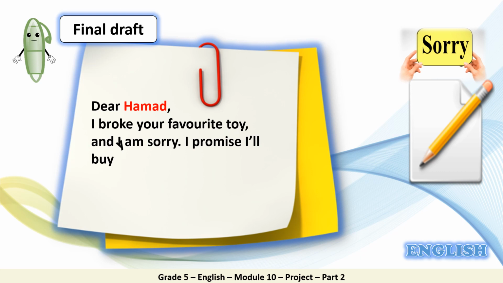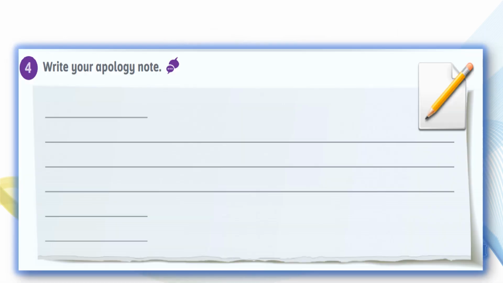I promise I'll buy you a new one. Here we remove you. I promise I will buy you a new one. Exclamation mark, Ali. Here is your final draft. This time it is for you to write an apology note. Choose your apology note. I think it's easy now for you to write your apology note.